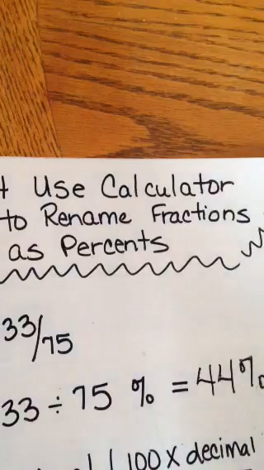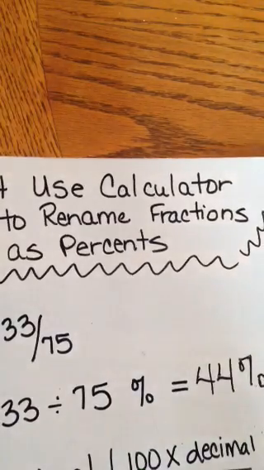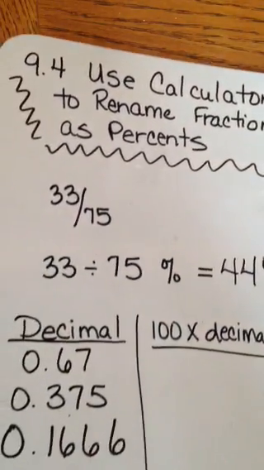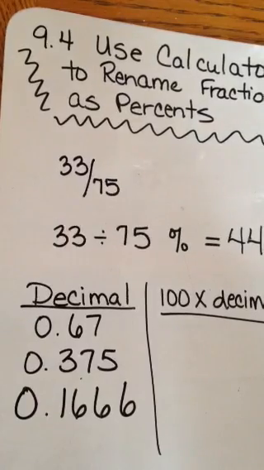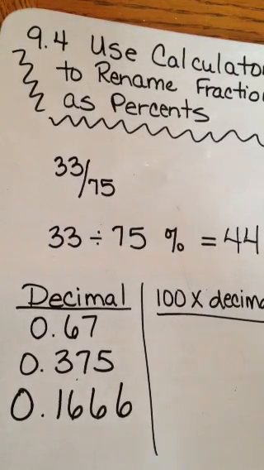Now we're going to take a look at taking some decimals that I have in this table, and we're just going to enter the decimal in the calculator, and we're going to multiply it times 100 so that you can see what percent that would be.